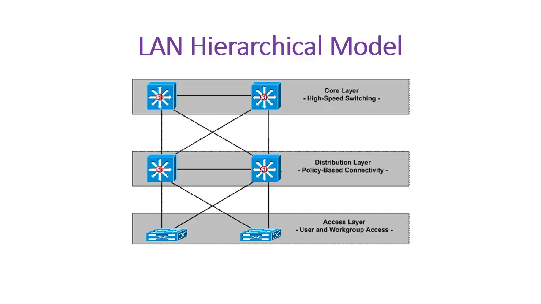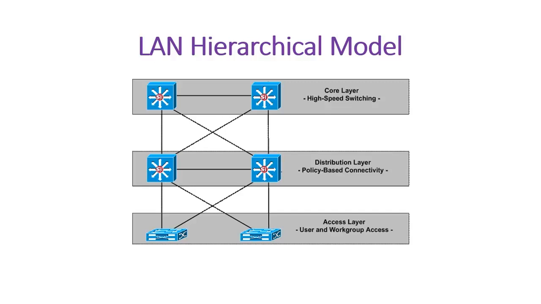As you will see here in this model, we have the three distinct layers: the core, distribution, and access. The access layer is providing connectivity for users and work groups, while the distribution layer is applying policies for routing or maybe even quality of service. And then finally, the core layer is simply providing high-speed switching. Now, as you can see in each layer, we have redundancy built in, but on the core layer, it's especially critical.